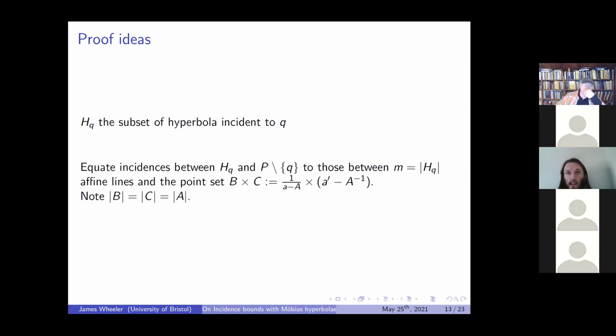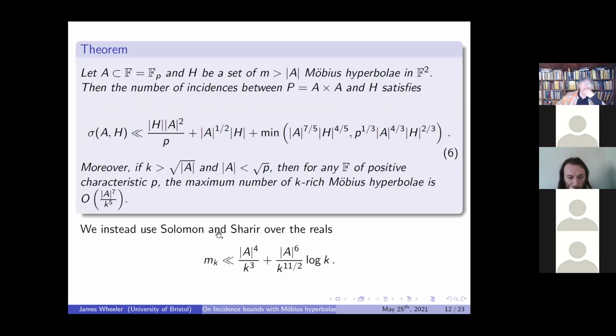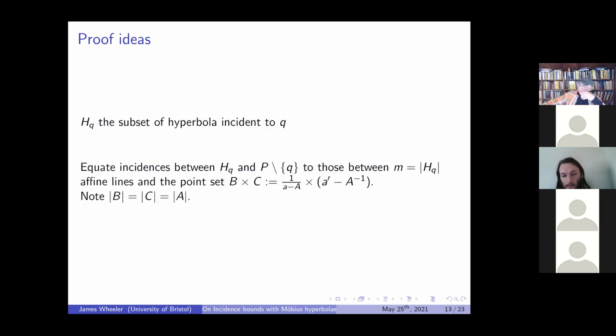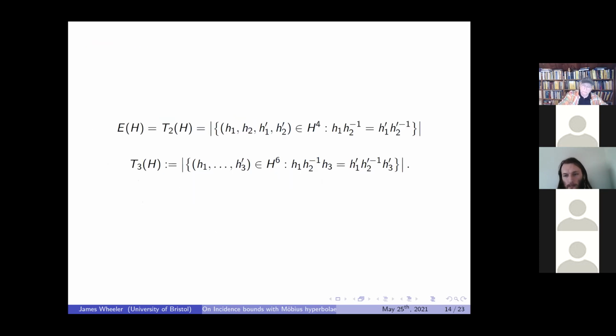And so here we make use of Sophie Stevens and Frank de Zeeuw's point-line incidence theorem to get back to our theorem. So that gives you a quick idea of where the intermediate theorem comes from and how that's proven. What remains is then the energy bounds.